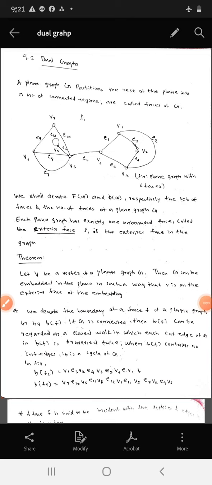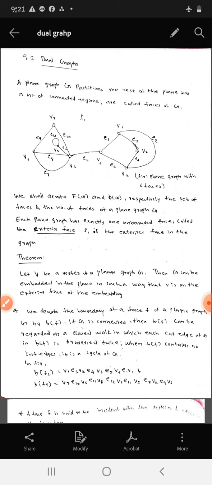I discuss with you section 9.2, dual graph. A plane graph G partitions the rest of the plane into a number of connected regions called phases of G. Here we define the phases of G. Consider this figure. In this figure, it has six phases.